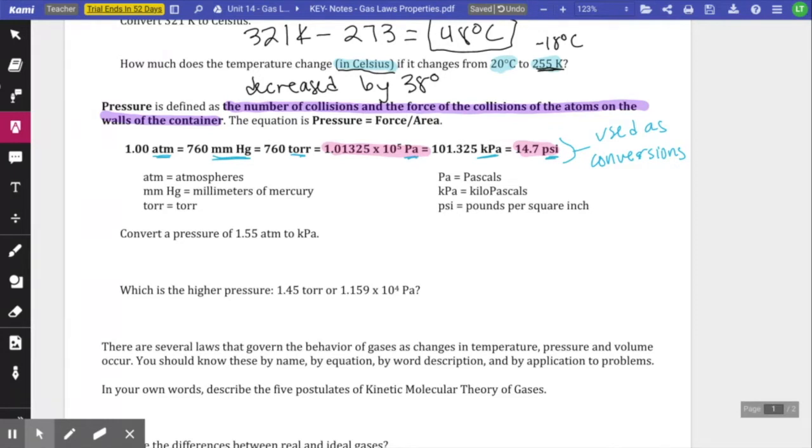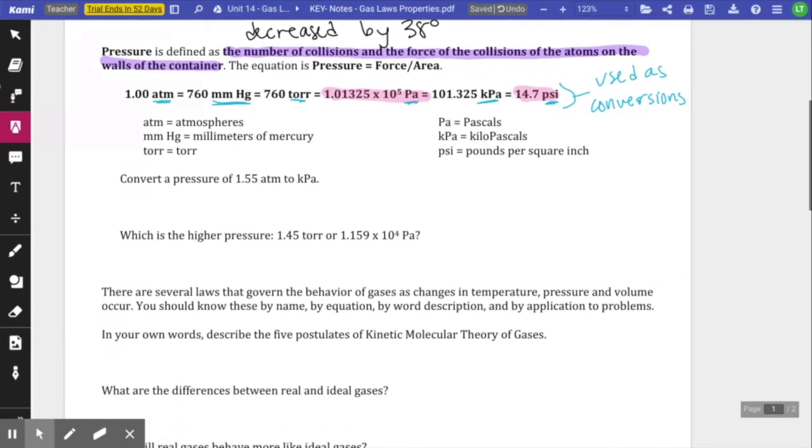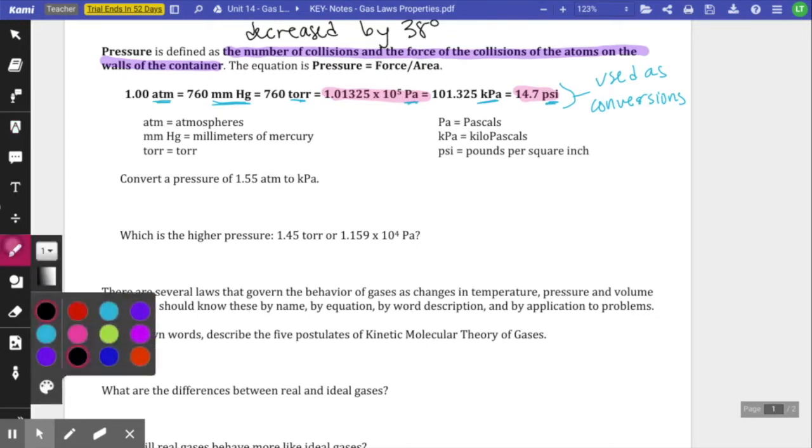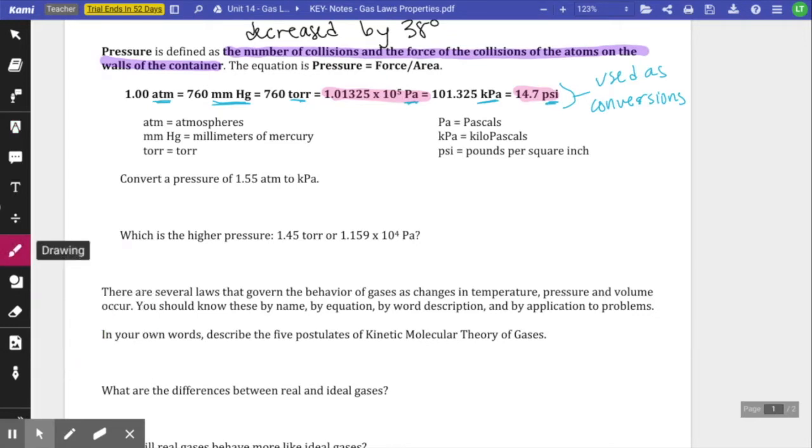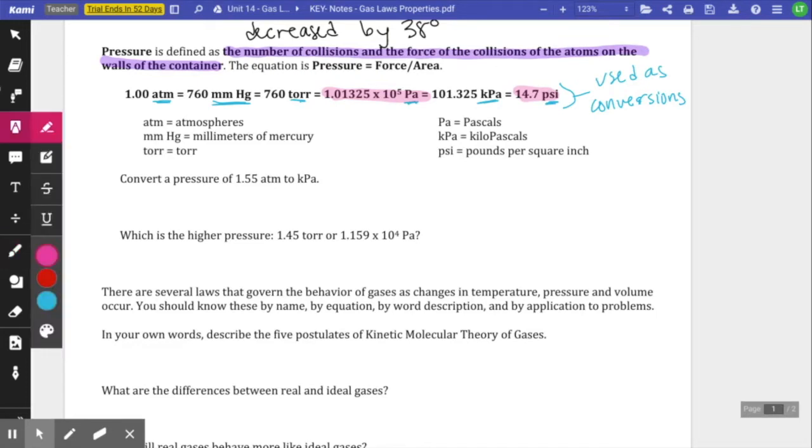So that's what we're going to practice real quickly right here. We are going to practice conversions, and I'm sure you've already guessed that your best friend is back: a little bit of dimensional analysis. I know, so exciting. I'm sure you're all so pumped right now at home. We're going to start with the first one, which says convert a pressure of 1.55 atmospheres to kilopascals.